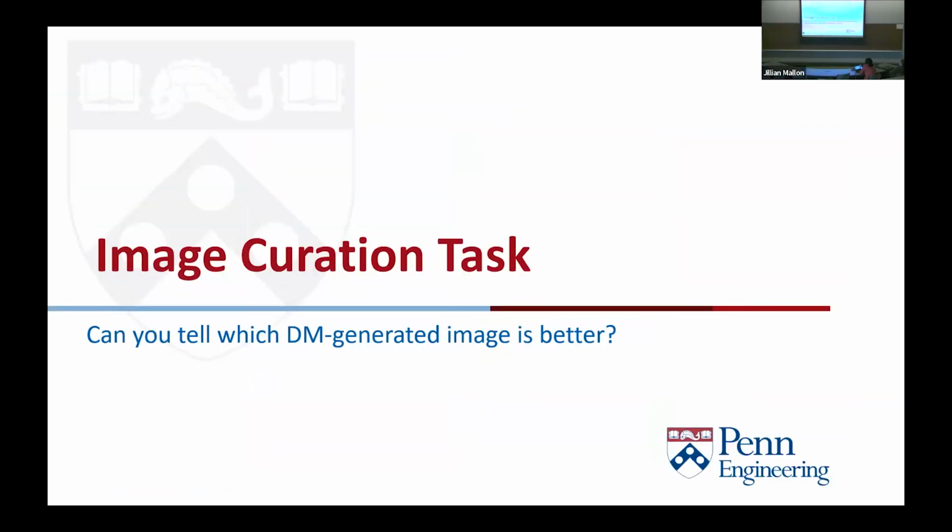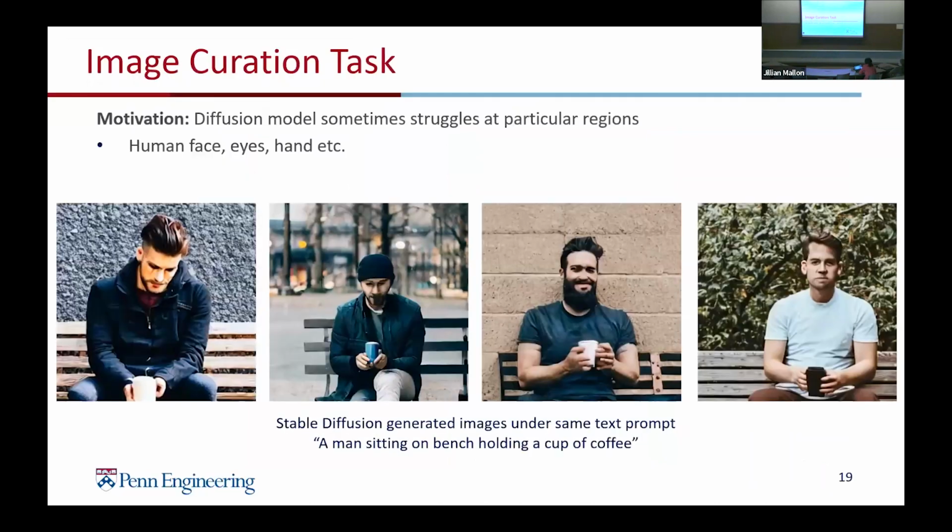Inspired by the remarkable performance of the detector in differentiating between real images and diffusion model generated images, we propose another task which aims to answer another question: can we tell which diffusion model generated images are better? Part of our motivation comes from existing problems in common diffusion models, which is that sometimes they can struggle at particular regions. For example, when generating humans, the face or the hand regions are really bad.